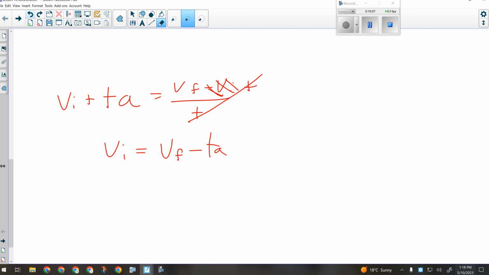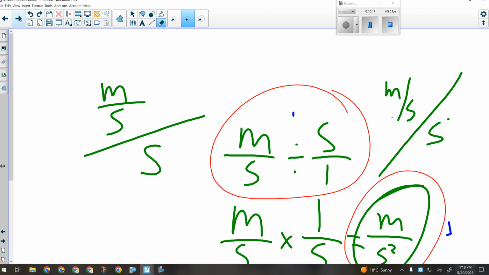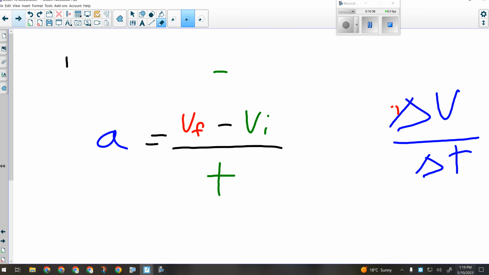Making sense? Okay, so that's the manipulations that we're going to have to know how to do to solve acceleration problems. All right, and as we said, what are our units for acceleration? They might be on the board. Meters per second squared, meters per second per second. They're the rate at which we change velocity. How many meters per second do I go faster or slower each second?